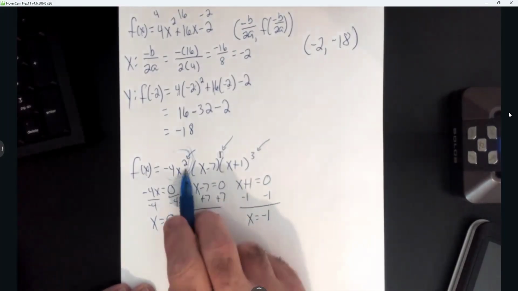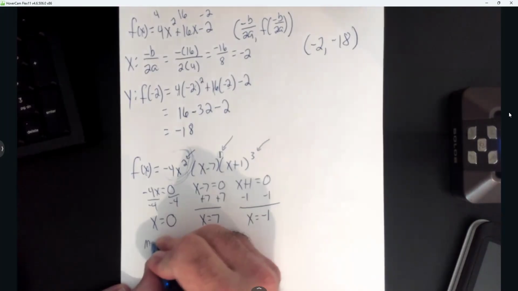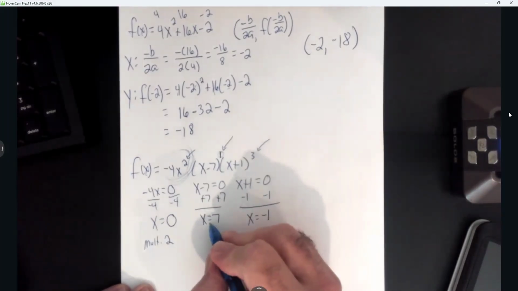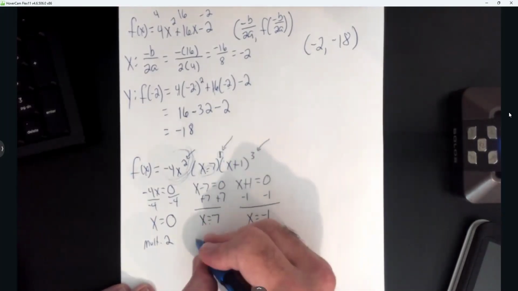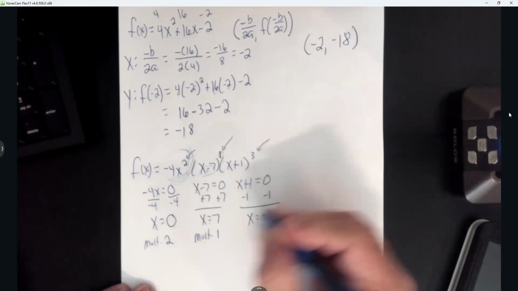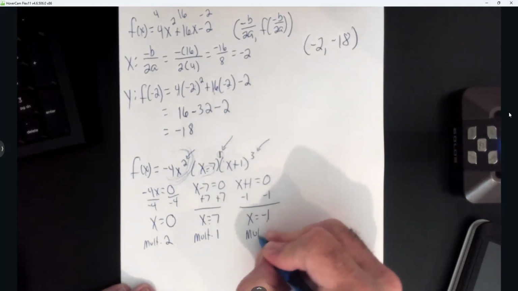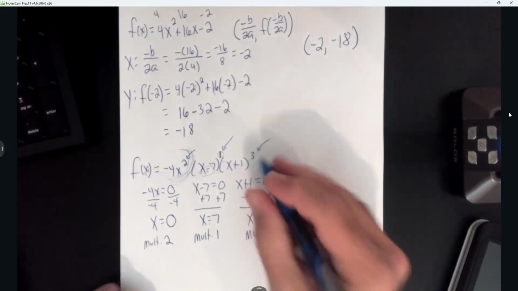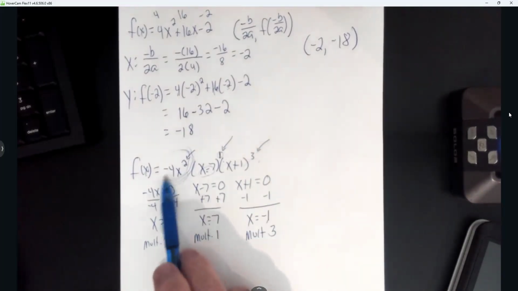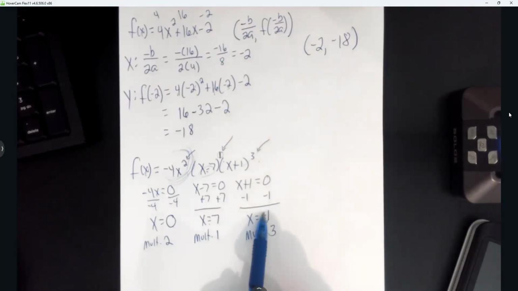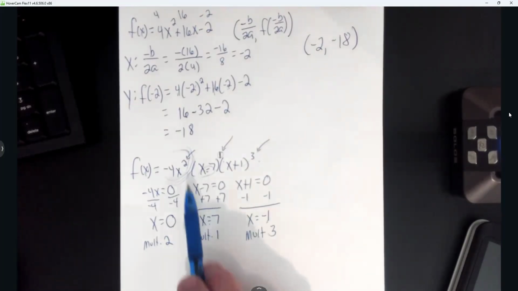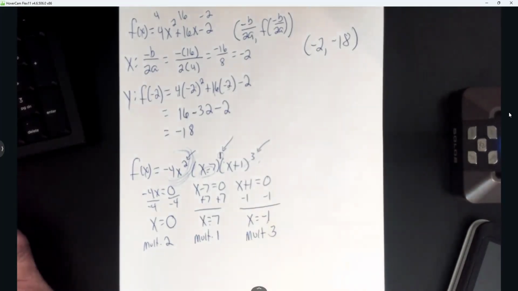So x equals 0 has a multiplicity 2. X equals 7 came from this factor, has a multiplicity 1. And then -1 came from this factor, and it has multiplicity of 3. So you solve the little variables. Once you got them solved, those are the zeros, and then the exponents are your multiplicity. All right, y'all, so we need something looking like that, okay?